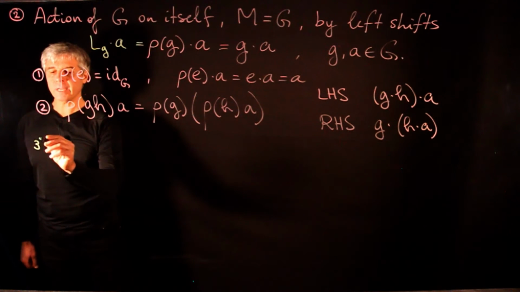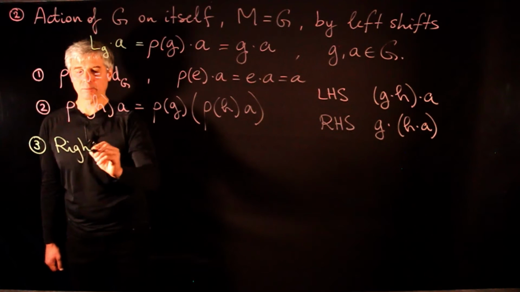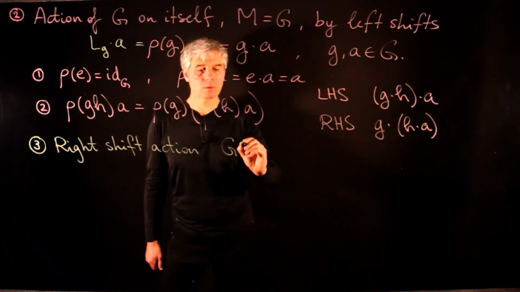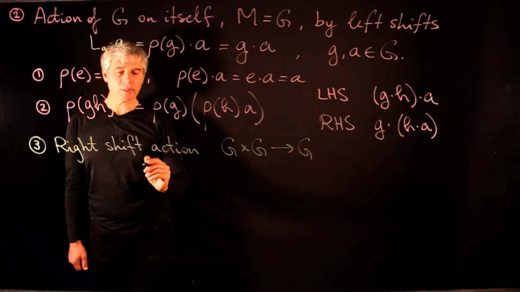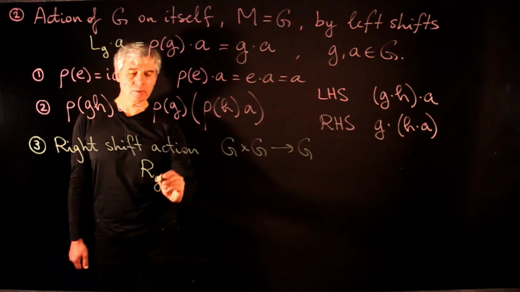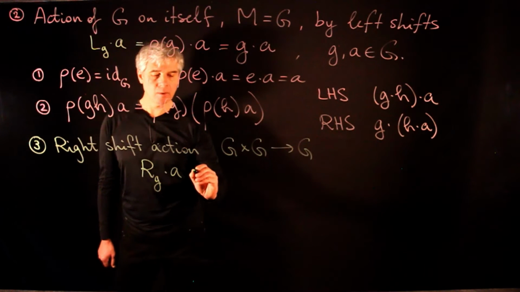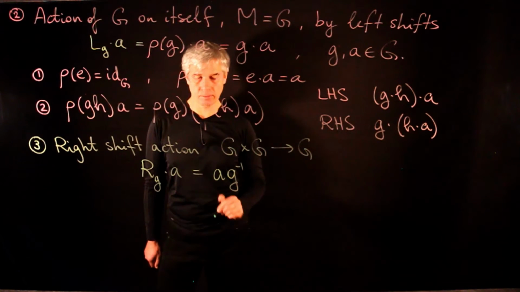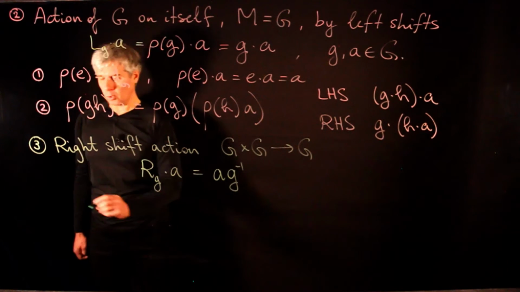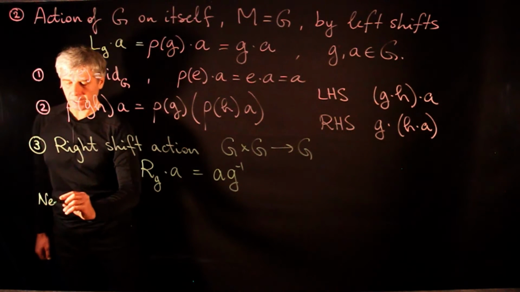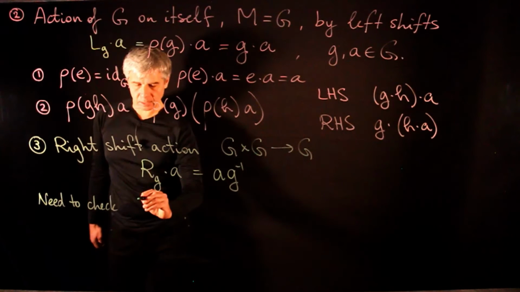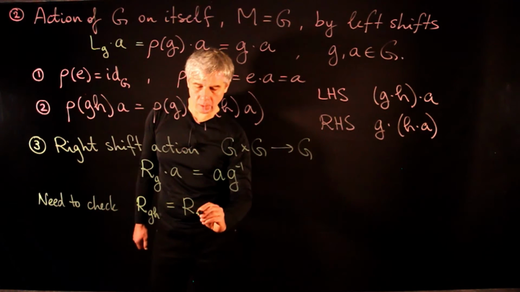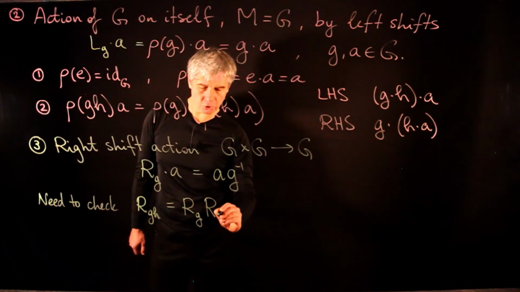We can also define the right shift action of the group on itself. However, when we define the right shift action of R_g acting on a, we have to be a little bit more careful, and this action is defined as a times g inverse. Let us see why do we need to put inverse in this formula? What we need to verify is that the right shift by the product gh is equal to the composition of a right shift by g and a right shift by h.